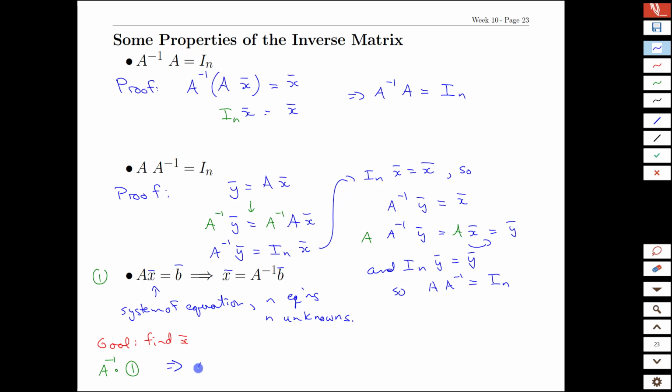We would get A inverse times A times x equals A inverse times b. From the property we derived up here, A inverse times A is just the identity matrix, which can disappear, and A inverse times b is the solution to our system of equations.